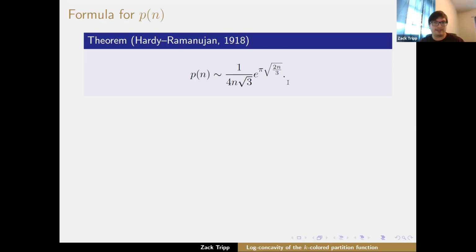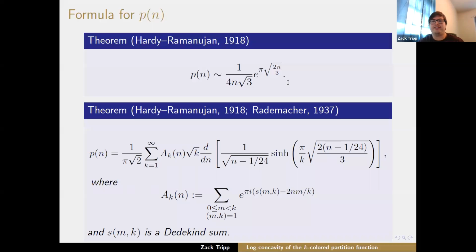It was only asymptotic, in other words, not an exact formula. But Rademacher in, I believe, 1937, made this an exact formula. So this might look a little complicated, but it is an infinite series. You have this a sub k of n, which is a sum of roots. I won't say exactly what it is. And then you have this derivative of something like 1 over square root of n times sinh of square root of n. So it might seem like, oh, wow, there's a lot going on here. You couldn't possibly do anything with it.